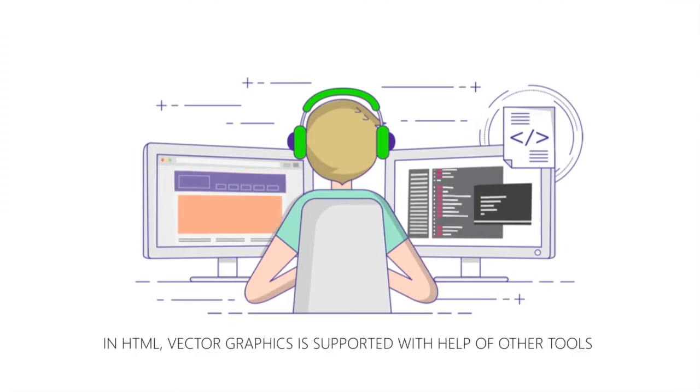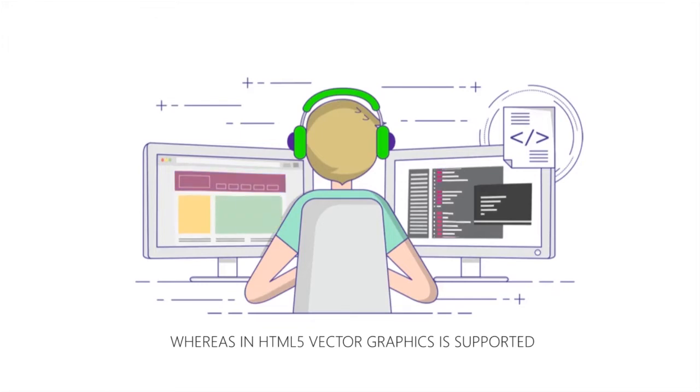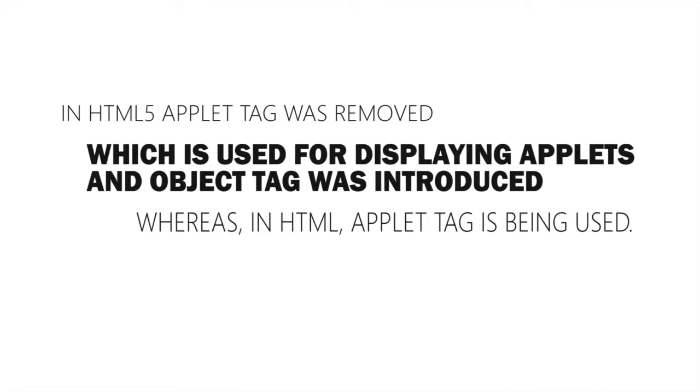In HTML, vector graphics is supported with the help of other tools such as Silverlight, Flash, etc. Whereas in HTML5, vector graphics is supported by default. It has Canvas and SVG inbuilt. In HTML5, the applet tag was removed, which is used for displaying applets, and the object tag was introduced, whereas in HTML, the applet tag is being used.